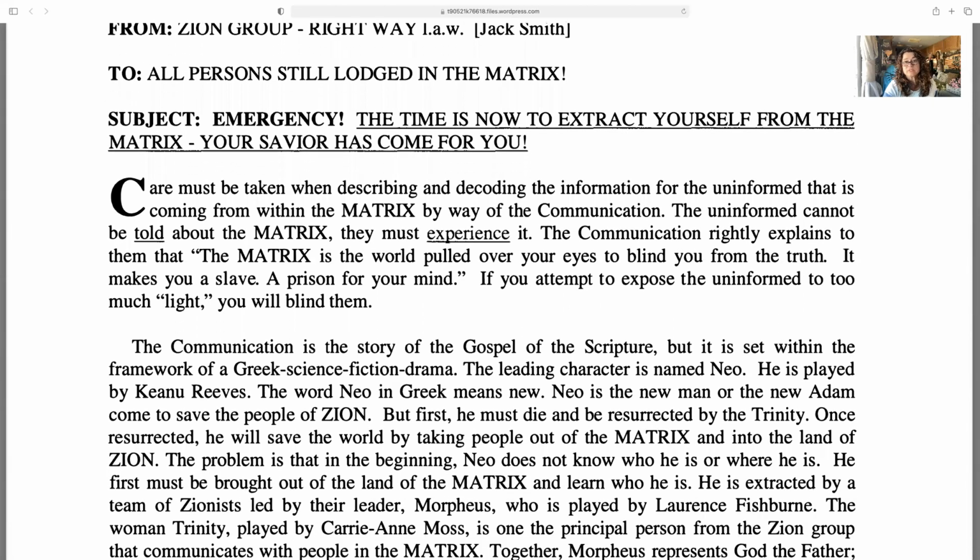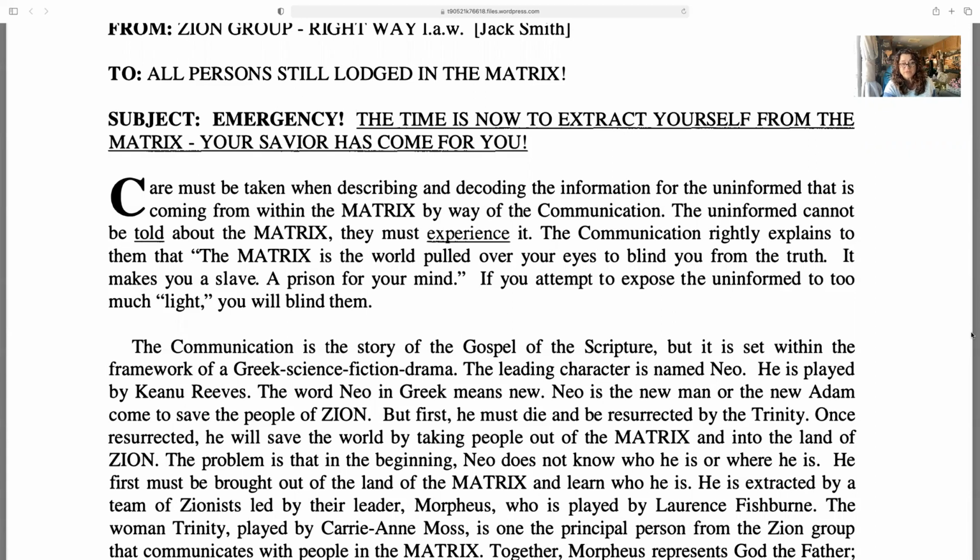Care must be taken when describing and decoding the information for the uninformed, that is coming from within the Matrix by way of the communication. The uninformed cannot be told about the Matrix. They must experience it. The communication rightly explains to them that the Matrix is the world pulled over your eyes to blind you from the truth. It makes you a slave, a prison for your mind. If you attempt to expose the uninformed to too much light, you will blind them.